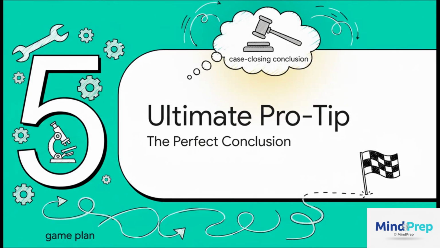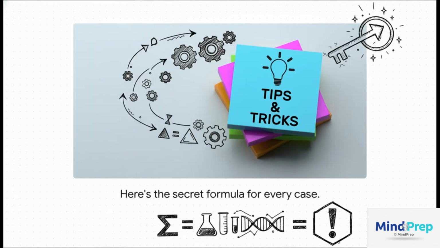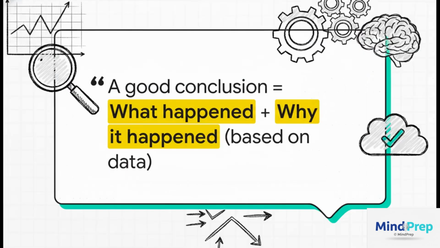We've covered the tools, the game plan, and the traps. Now, let's pull it all together with the ultimate pro tip. This is how you craft a perfect case-closing conclusion every single time. I want you to think of this as the secret formula. It's like the master key that can unlock pretty much any data mystery you're ever going to face. Here it is. It's so simple. A great conclusion has just two parts.